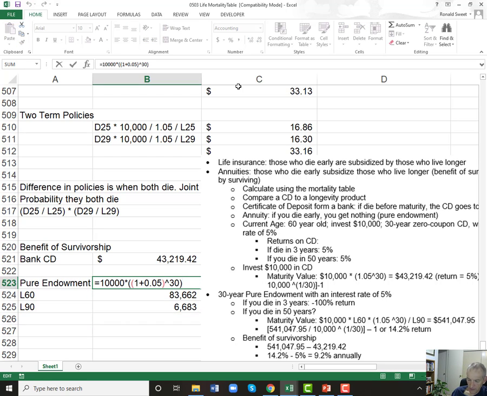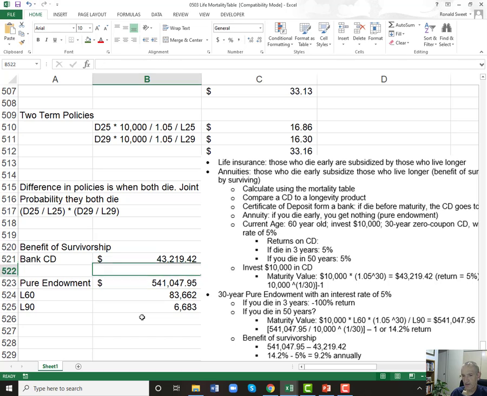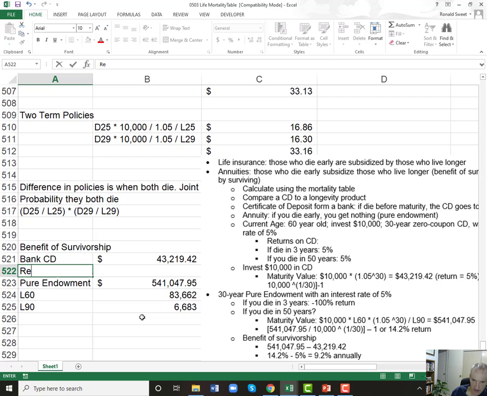And so what do we do there? Our numerator is $10,000 times 1.05 raised to the 30, just like we have with the CD. But we're going to get that for everybody that's alive at age 60. But then the only people who get to share that at the end are those who are still alive at age 90. And so instead of getting $43,000, those people who make it to 90 will make $541,000.